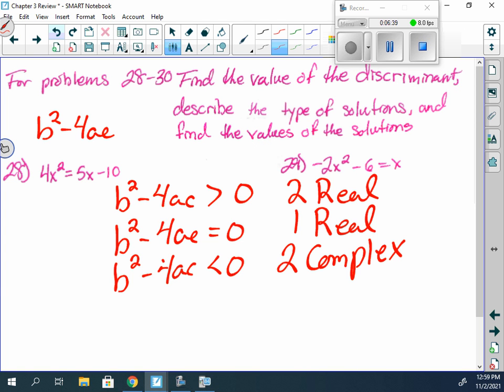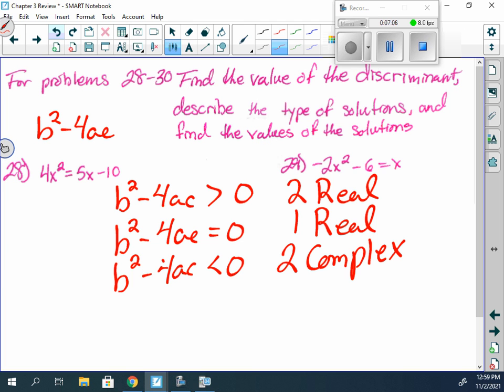It's going to be one of these three. Now, we'll never have a case where we have one complex solution, because by the complex conjugate theorem, if a plus bi is a solution, a minus bi must be a solution as well.